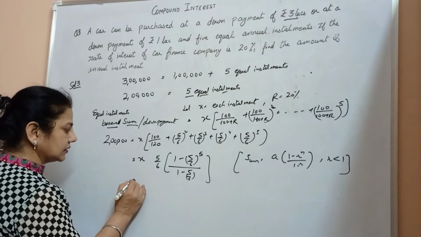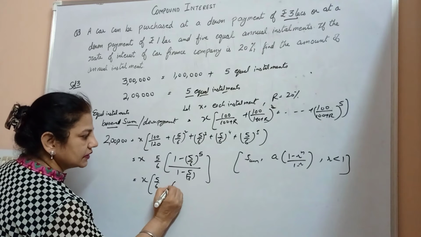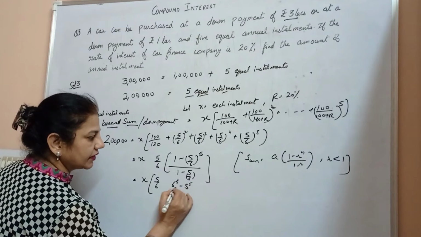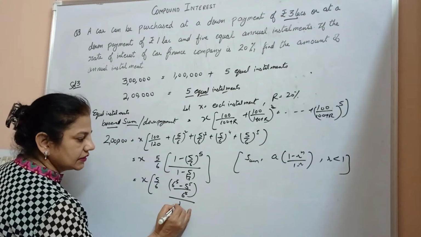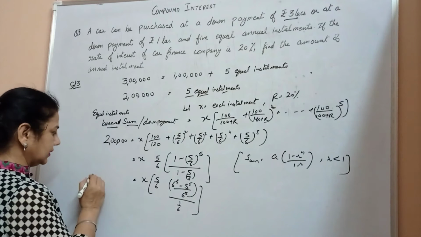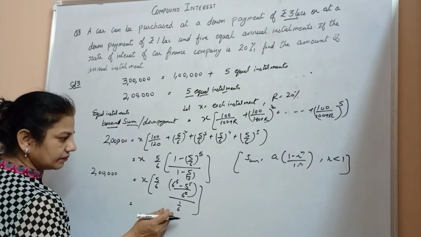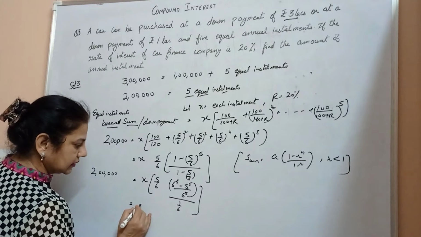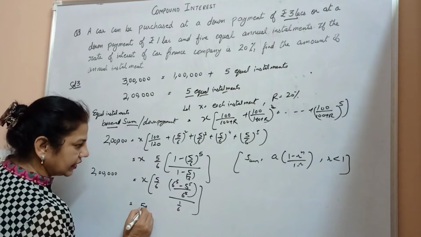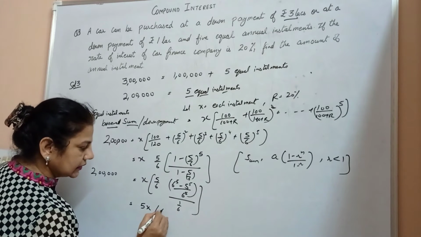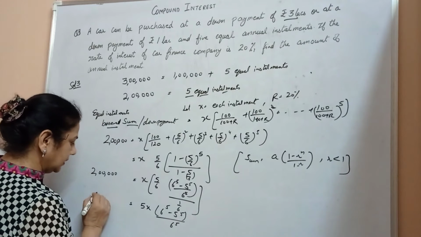On solving, we get x times 5 by 6, (6 to the power 5 minus 5 to the power 5) divided by 6 to the power 5, whole divided by 6 minus 5, meaning 1 by 6. This is 2 lakh. Again, take the reciprocal, and this 6 and this cancel out. You are left with 5x times (6 to the power 5 minus 5 to the power 5) divided by 6 to the power 5. Here it is 2 lakh.